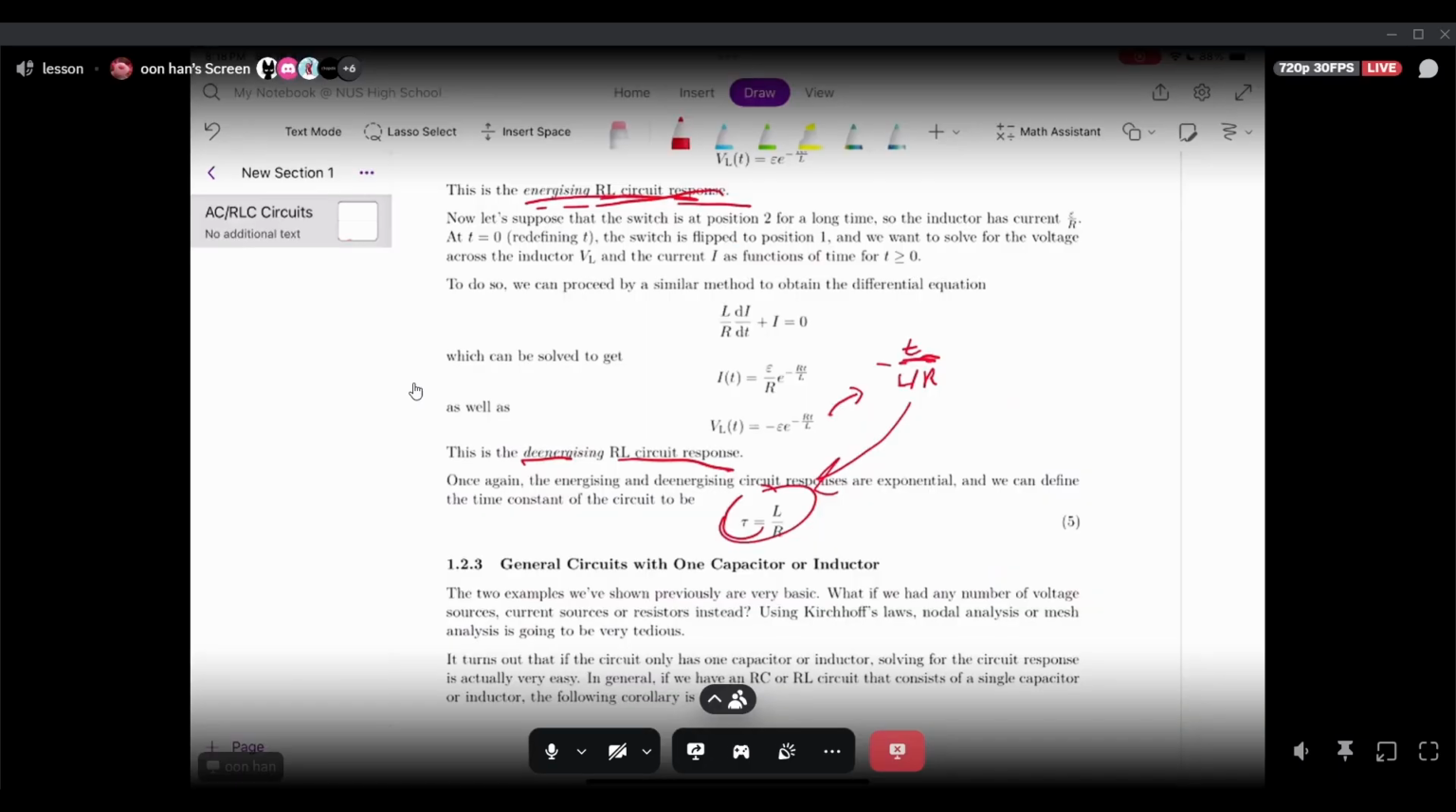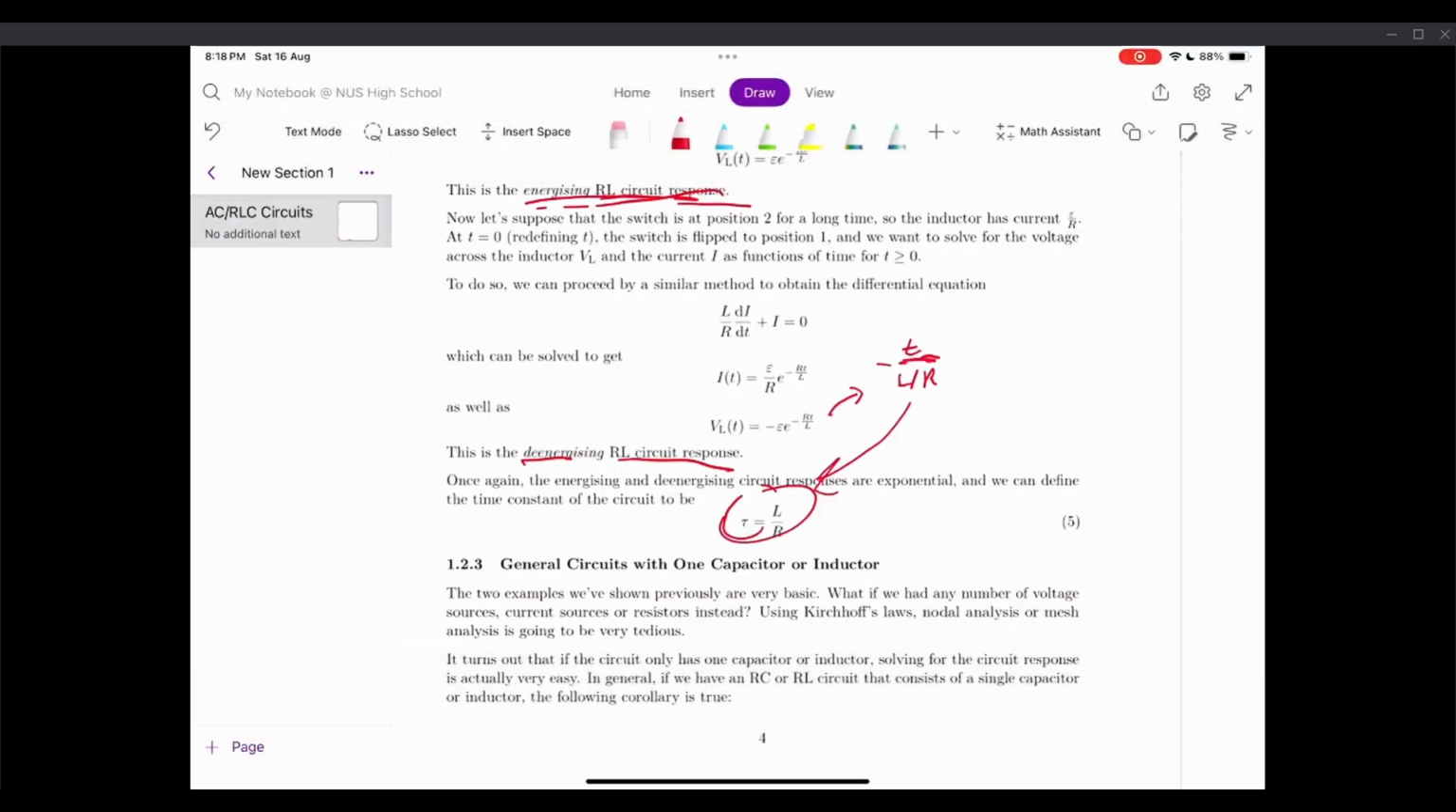That's just a basic example of how you apply these equations in a setting where you want to solve for the time dependence of something.